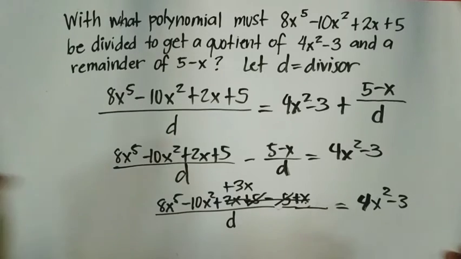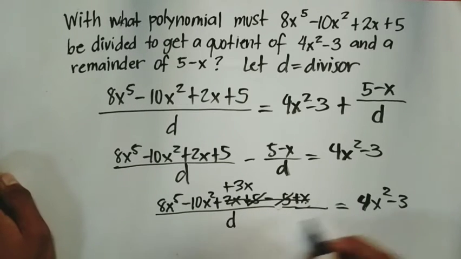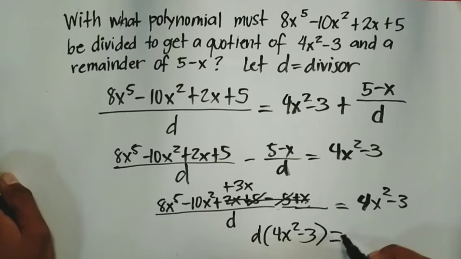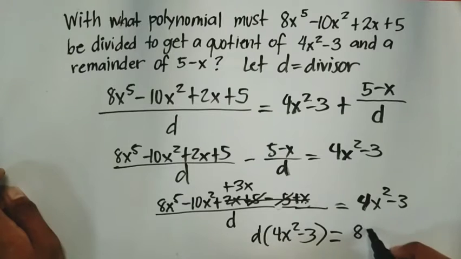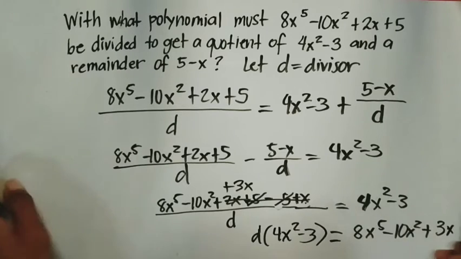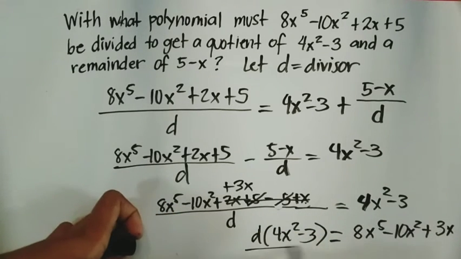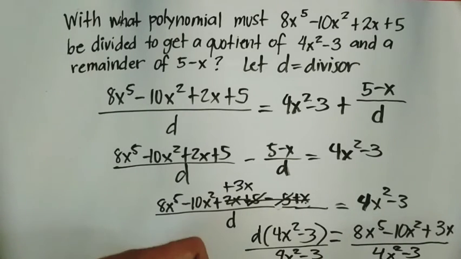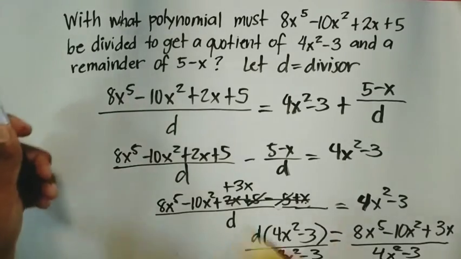Ayan. Then, cross multiply. Kapag cross multiply natin, we have d times 4x squared minus 3 is equal to, kasya pa naman, di ba? So, 8x to the 5th minus 10x squared plus 3x na lang, di ba? 3x. So, doon na tayo sa taas. Pwede natin siya divide both side by ito, 4x squared minus 3. Pasensya na po kung maingay. Tapos dito na tayo focus.